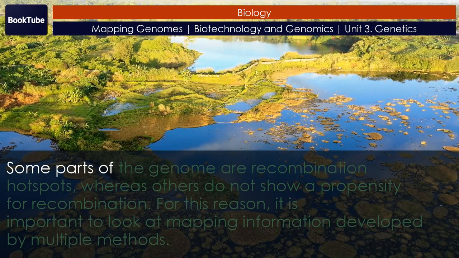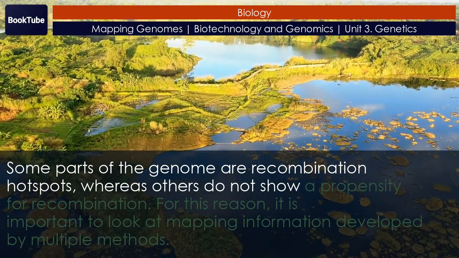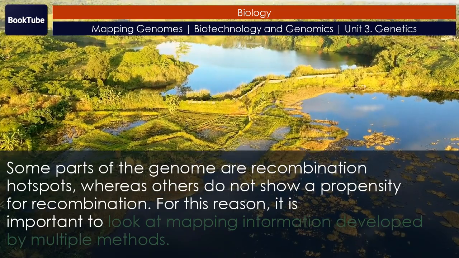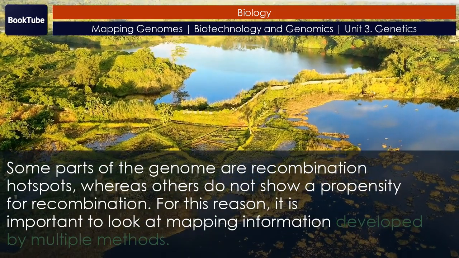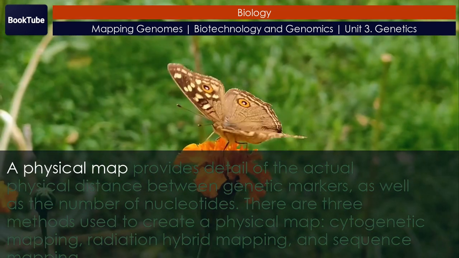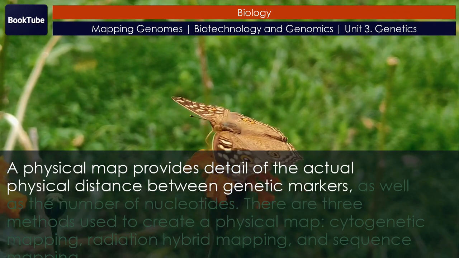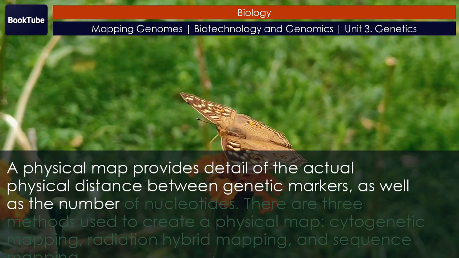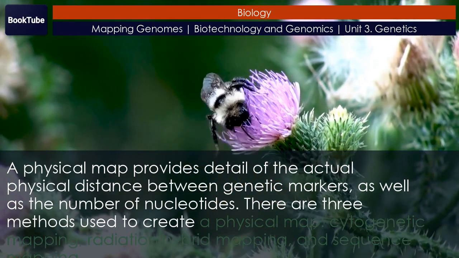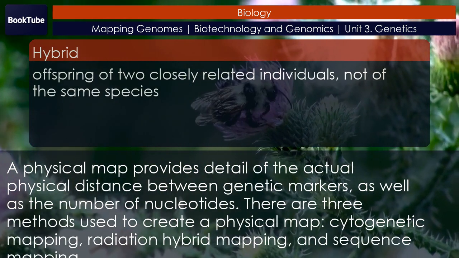Some parts of the genome are recombination hotspots, whereas others do not show a propensity for recombination. For this reason, it is important to look at mapping information developed by multiple methods. Physical maps. A physical map provides detail of the actual physical distance between genetic markers, as well as the number of nucleotides. There are three methods used to create a physical map: cytogenetic mapping, radiation hybrid mapping, and sequence mapping.